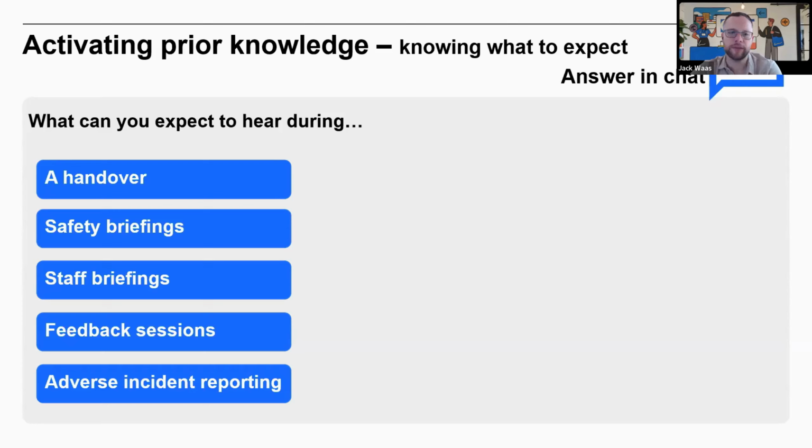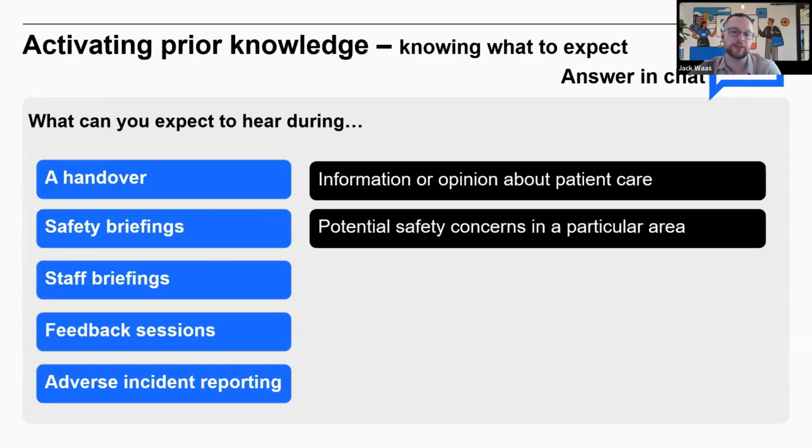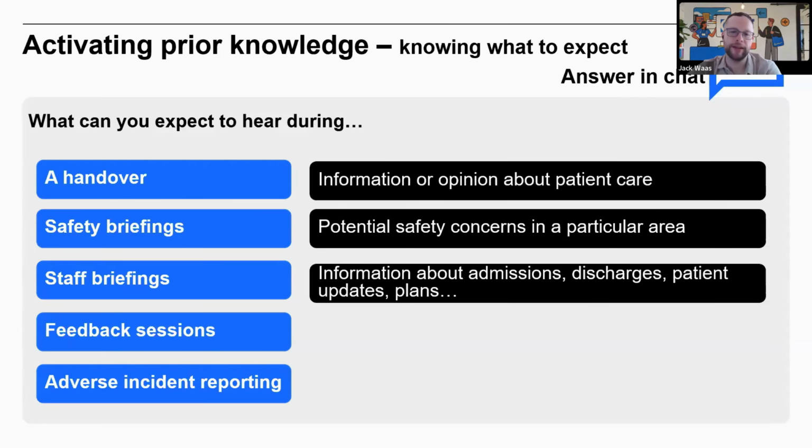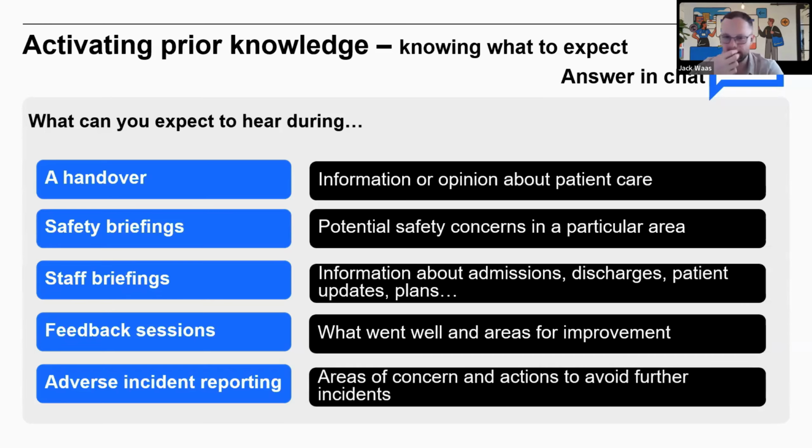We have a handover. Maybe we hear information or opinion about patient care. In a safety briefing, you might hear potential safety concerns in a particular area. In staff briefings, you might hear information about admissions, discharges, patient updates, plans. In feedback sessions, you might hear what went well and areas for improvement. And in adverse incident reporting, you might hear areas of concern and actions to avoid further incidents. So these are all things that you might hear in these different types of situations.